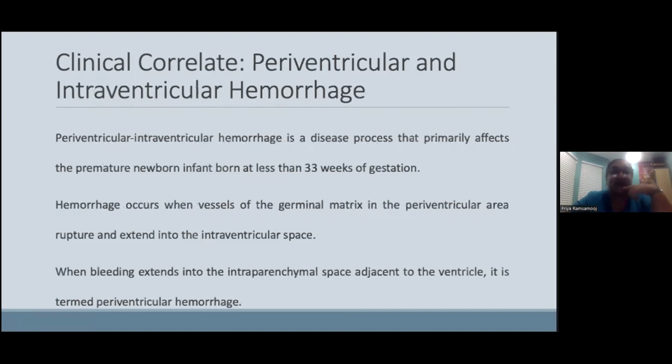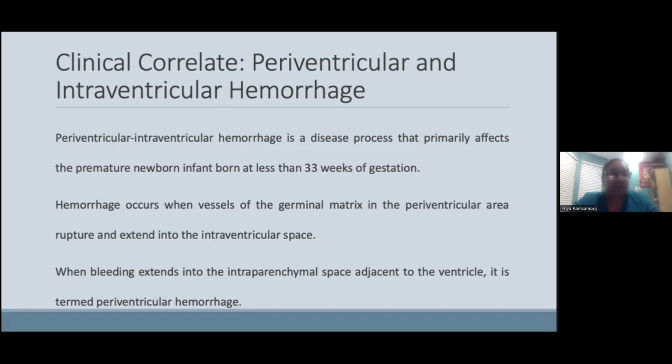I included this as well, the periventricular and intraventricular hemorrhage, because, as I would have mentioned, this is the 2nd most frequent cause of death in preterm infants and one of the leading causes of cerebral damage in preterm infants born less than 33 weeks of gestation. So the hemorrhage occurs when you have vessels of the germinal matrix in the periventricular area rupturing and extending into the intraventricular space. When that extends further into the intraparenchymal space next to the ventricle, it's termed a periventricular hemorrhage.